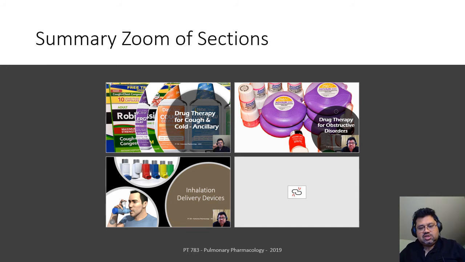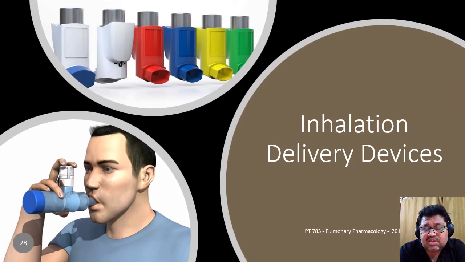So we'll study this under these three major headings: drug therapy for cough and cold, which are ancillary drug therapies, and then the two major conditions, drug therapy for obstructive diseases, and then some delivery devices, how these drugs can be delivered. Now, let's look at some of these delivery devices we have been talking about. What are metered dose inhalers and spacers and so on.